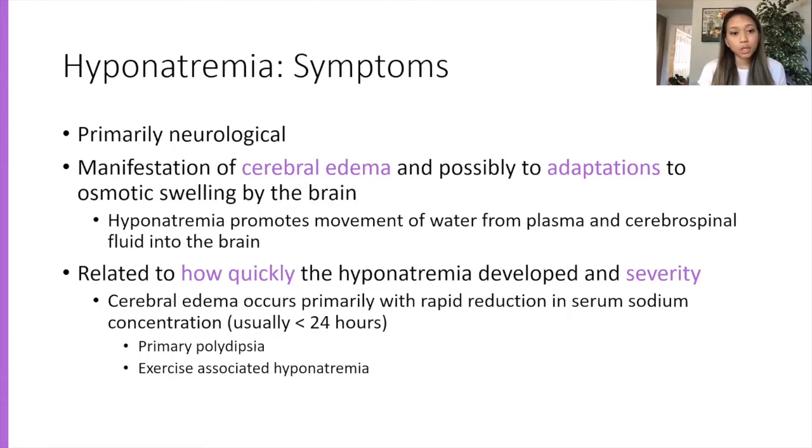Cerebral edema occurs primarily with a really quick reduction in the sodium concentration, usually within 24 hours. Normally, you will see this in primary polydipsia. Classically, in a test question, it'll be a psych patient who is just drinking tons and tons of water. You can also get exercise-associated hyponatremia, where the patient is drinking a ton of water to stay hydrated, and they're actually also diluting their sodium.